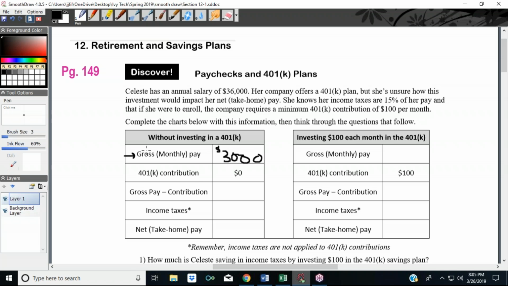And then for this one, this is without investing. So she's not making any contributions. So the gross pay is still $3,000. And then it says, let's find out what the income taxes are. Well, the income taxes are 15%, right? So how are we going to figure that out? And you can either say it out loud or put it in the chat box, either way.